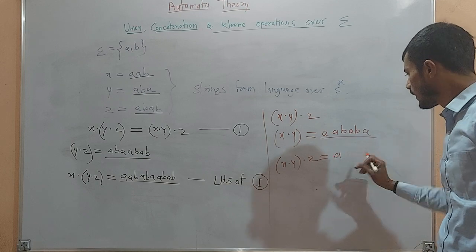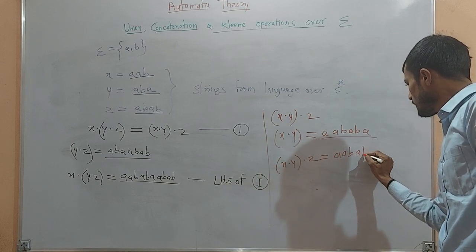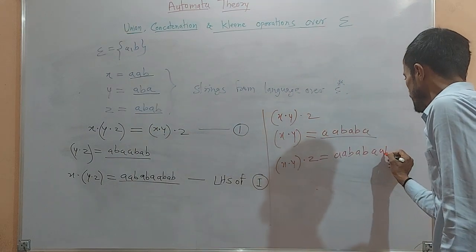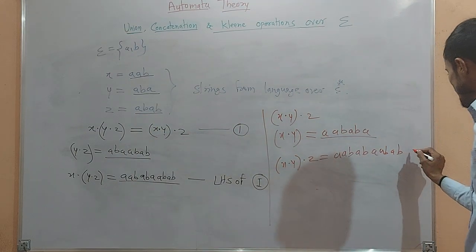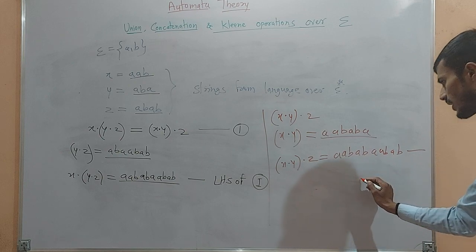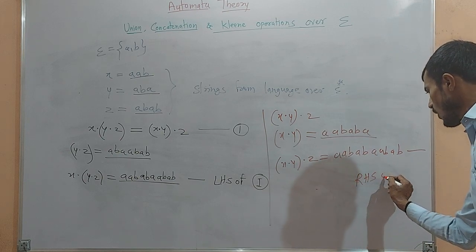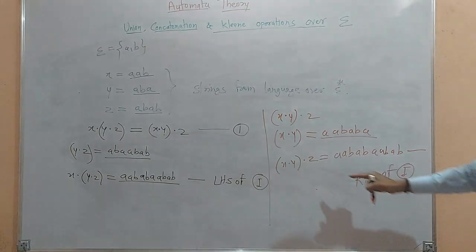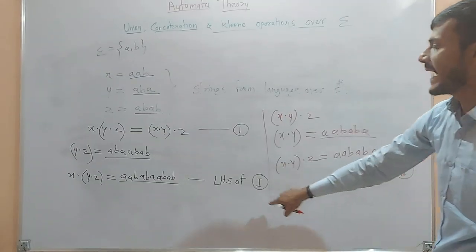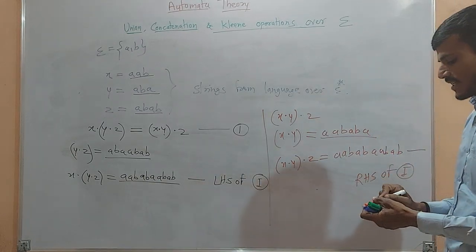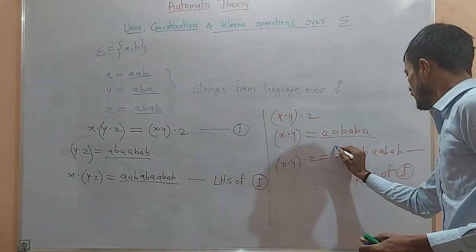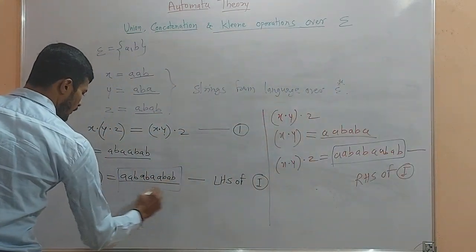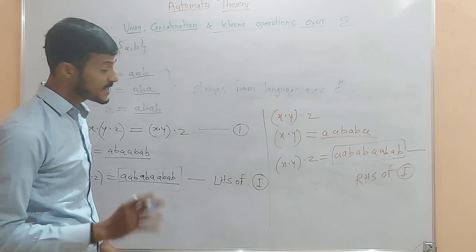A, B, A, B, A, and then I have to take this A, B, A, B. So that is the result of, I can mention here, RHS of equation 1. So if you observe RHS of equation 1 and LHS of equation 1, means if you observe this one and this one, both are same. Means what?